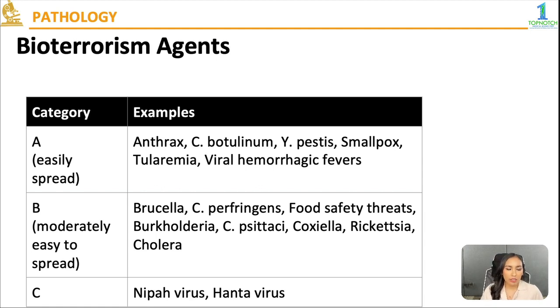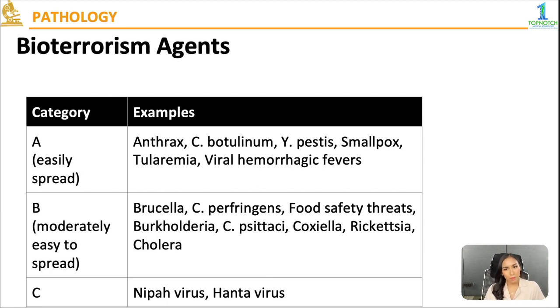Okay, let's look at the bioterrorism agents. Yung mga category A, they're very easily spread. So, kasama dyan yung anthrax, Clostridium botulinum, Yersinia pestis, smallpox, tularemia, and viral hemorrhagic fevers. Whereas in B, it's moderately easy to spread. Kasama dyan brucella, Clostridium perfringens, food safety threats like E. coli and cholera, Burkholderia, Chlamydia psittaci, Coxiella, Rickettsia. C, nandiyan ang Nipah virus and hantavirus.